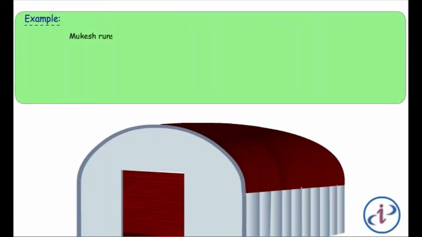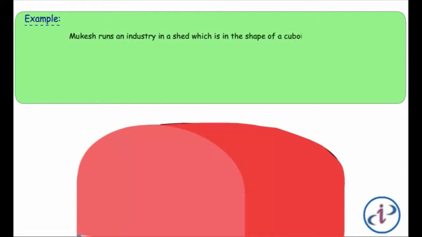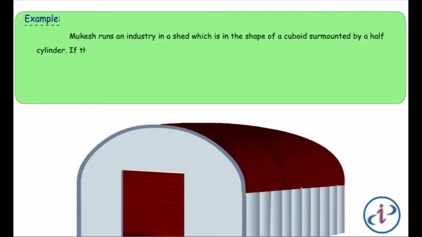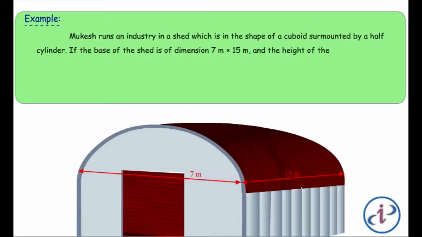Mukesh runs an industry in a shed which is in the shape of a cuboid surmounted by a half cylinder. If the base of the shed is of dimension 7 meters into 15 meters and the height of the cuboidal portion is 8 meters, find the volume of air that the shed can hold.